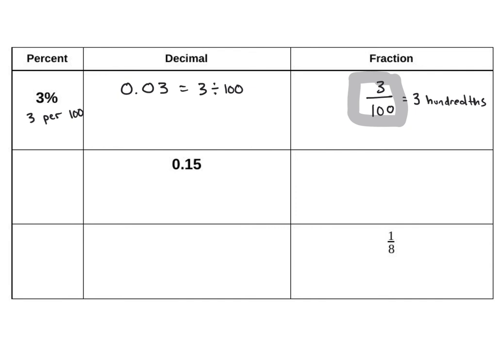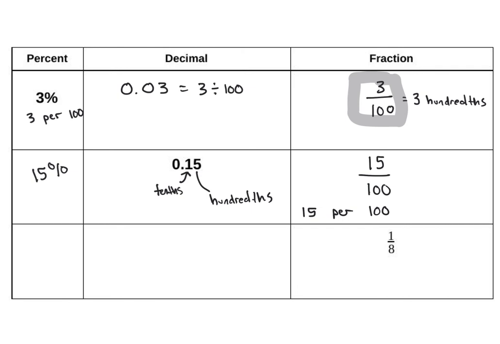Let's talk about, what does this decimal 0.15 represent? Since this ends in my hundredths place, what this means is I have 15 per 100, or 15 over 100. And if it's per 100, that means per cent. So we have 15%.